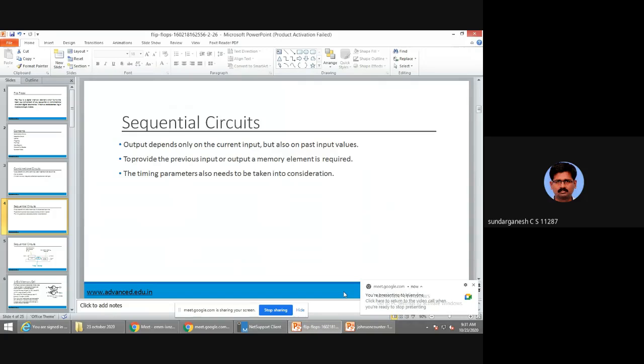Okay. So in sequential circuits, the output not only depends upon the current input, it also depends upon the previous inputs. We will see an example later of how it changes. To provide the previous input, we have to store that output, so a memory element is required in sequential circuits. Here the outputs change at a particular instant, so timing is available. Timing parameters have to be taken into consideration in sequential circuits.